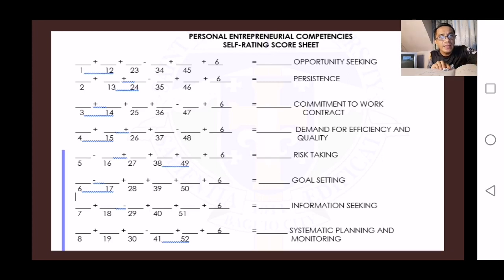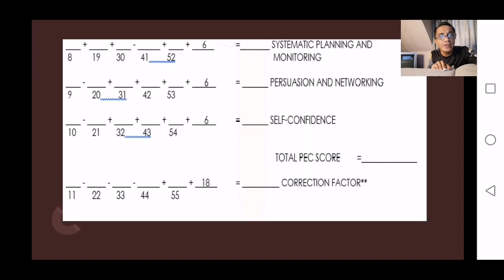There will be 10 competencies that you will find here. Personal and entrepreneurial competencies or PECs. There are 10 PECs that you will find there. So just follow yung numbers below each blank and just place the value that you have given doon sa specific question kanina. And then, so yan yan, ano? So yung last doon sa PEC is the self-confidence.